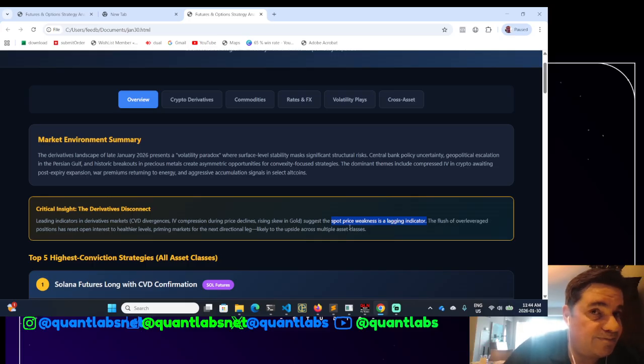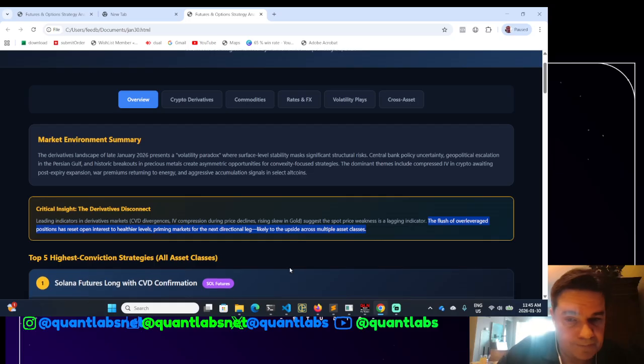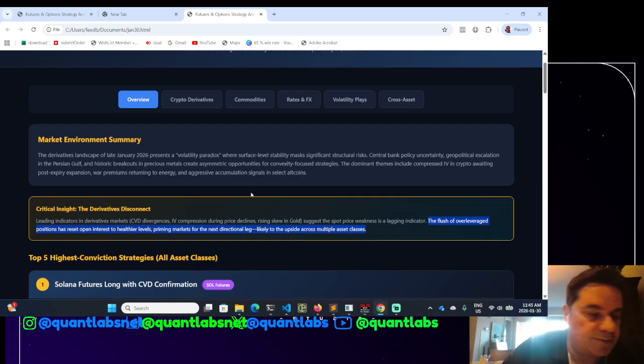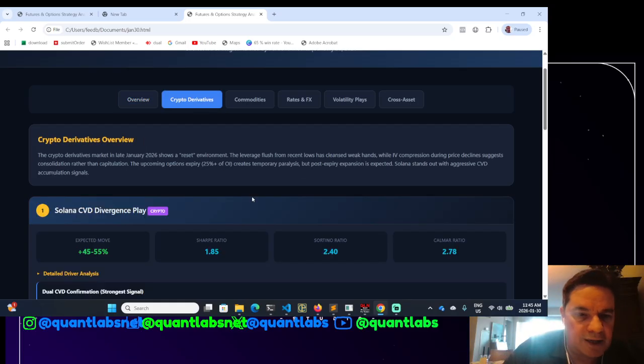This is how the smart money provides the liquidity at the right moments, and it's those moves that will drive up those prices. And at the same time, on the other side, on the exit, the flush of over-leveraged positions, we know those: gold, Bitcoin, maybe open interest to healthier levels, priming markets for the next directional leg. That could happen next week. So as I said, I can run this every day, likely to the upside across multiple asset classes. So check out.